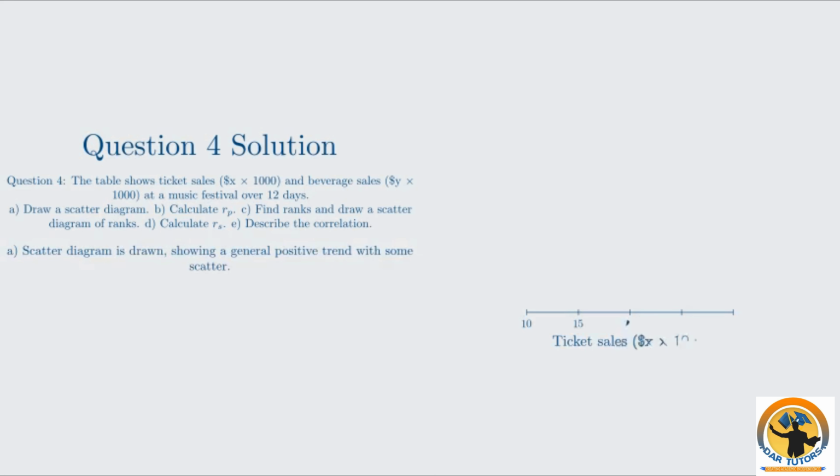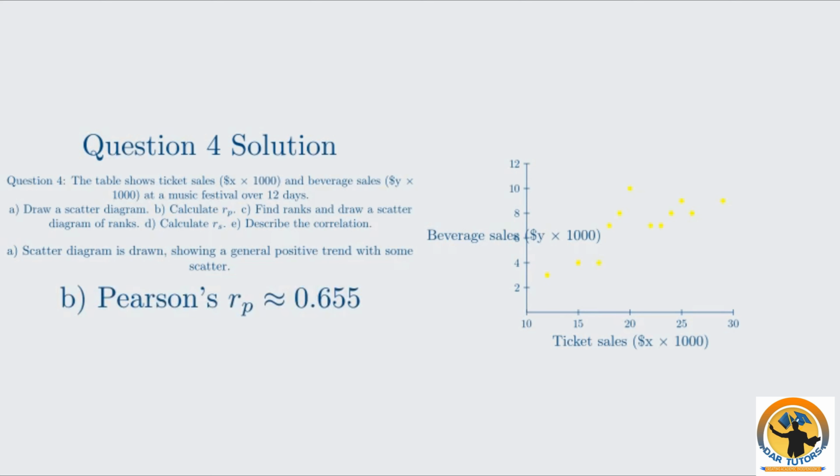First, the scatter diagram. It shows a general upward trend, but the points are quite spread out. There doesn't appear to be a perfectly linear relationship, which might suggest that Rs will be a better measure. Using a GDC, we find that Pearson's product moment correlation coefficient, r_p, is approximately 0.65. This is a moderate positive linear correlation.